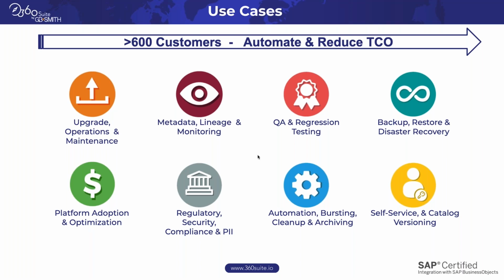Automation, bursting, cleanup, and archiving, really just making it user-friendly, management-friendly. I think that's a big piece. And then I meet with a ton of organizations where the goal is to be able to deliver self-service out into the organization. Part of that is developing a data catalog, being able to communicate to the users what is actually in Business Objects, and being able to help them self-serve. That is a big piece of what we do in enabling those types of aspects.